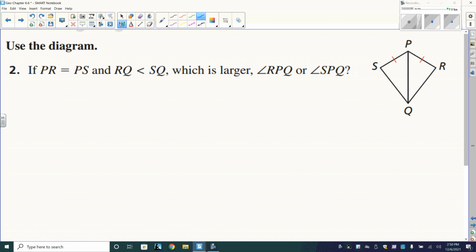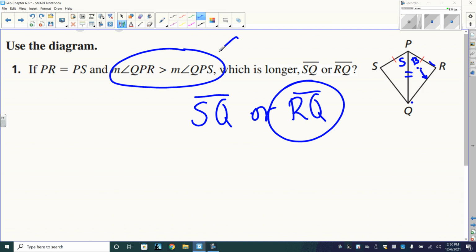Right, how'd you get that? S and B. So it told us which angle is bigger. I just used S and B to denote which one was bigger and which one was smaller. Any other questions on this here?